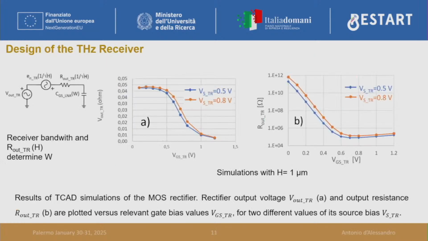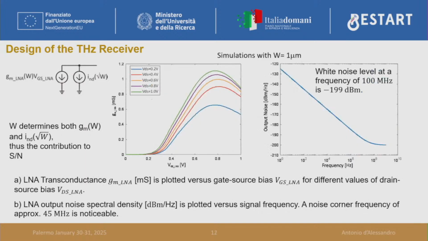Okay, so here is the simulation implemented in TCAD of the rectifier, in particular the output voltage and the output resistance for different values of the source voltage of the rectifier. And again here, the transconductance of the low noise amplifier. In particular, I'd like to draw the attention to the output noise, where we have a noise corner frequency of 45 megahertz, which is important to be given as input for the amplification chain which follows the low noise amplifier.